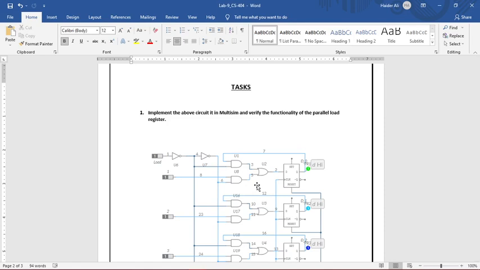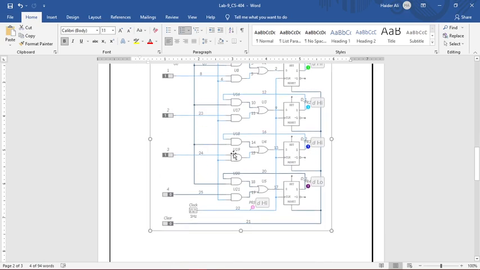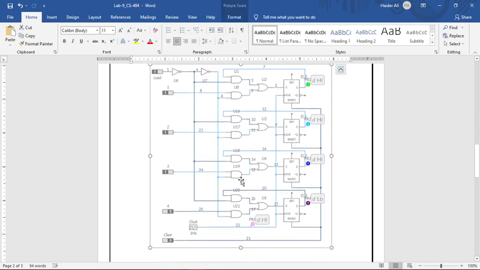Today I am going to explain Lab-9 DLD. The topic of my discussion is registers. In this lab we have two tasks. The first task is the parallel load register. This is the circuit diagram of the parallel load register. We will simulate it on Multisim.